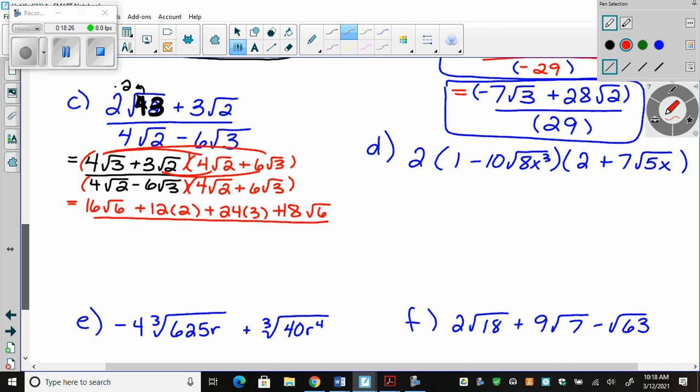All over. 4 times 4 is 16. Root 2 times root 2 is 2. And then outside, 4 times 6 is 24. Root 3 times root 2 is root 6. Inside, negative 6 times 4 is negative 24. Root 3 times root 2 is root 6. So they cancel. And then negative 6 times 6 is negative 36. Root 3 times root 3 is 3.